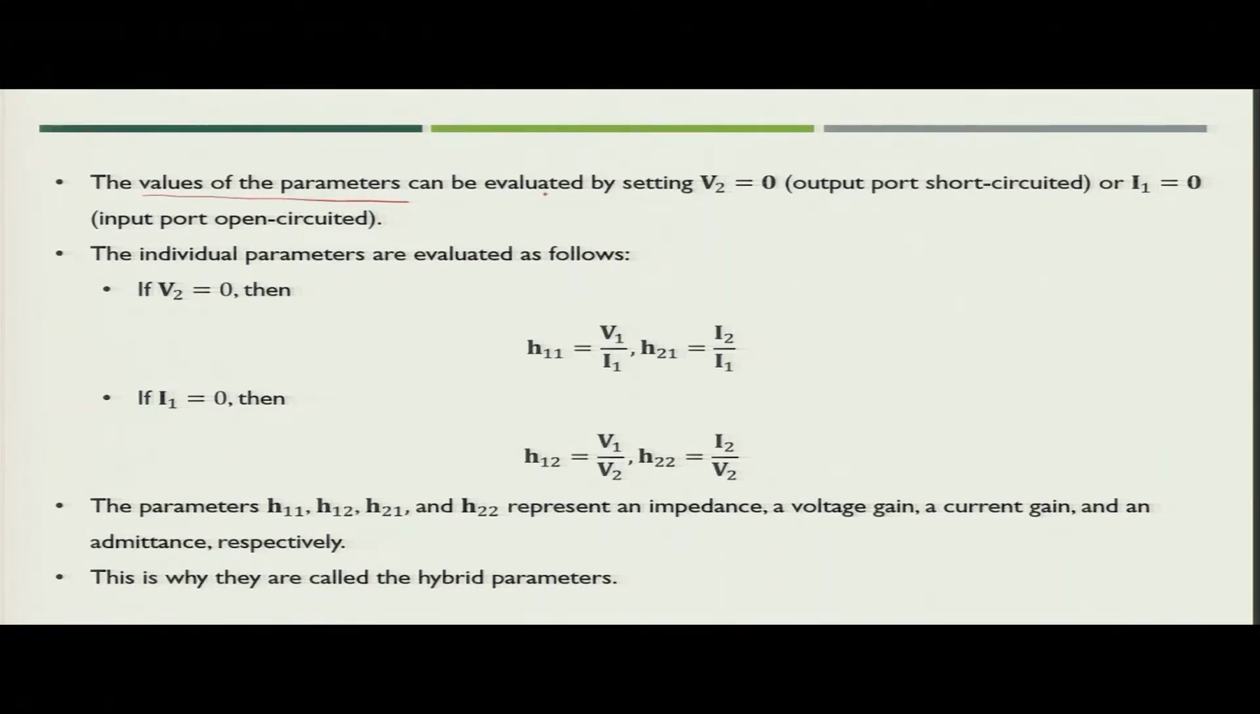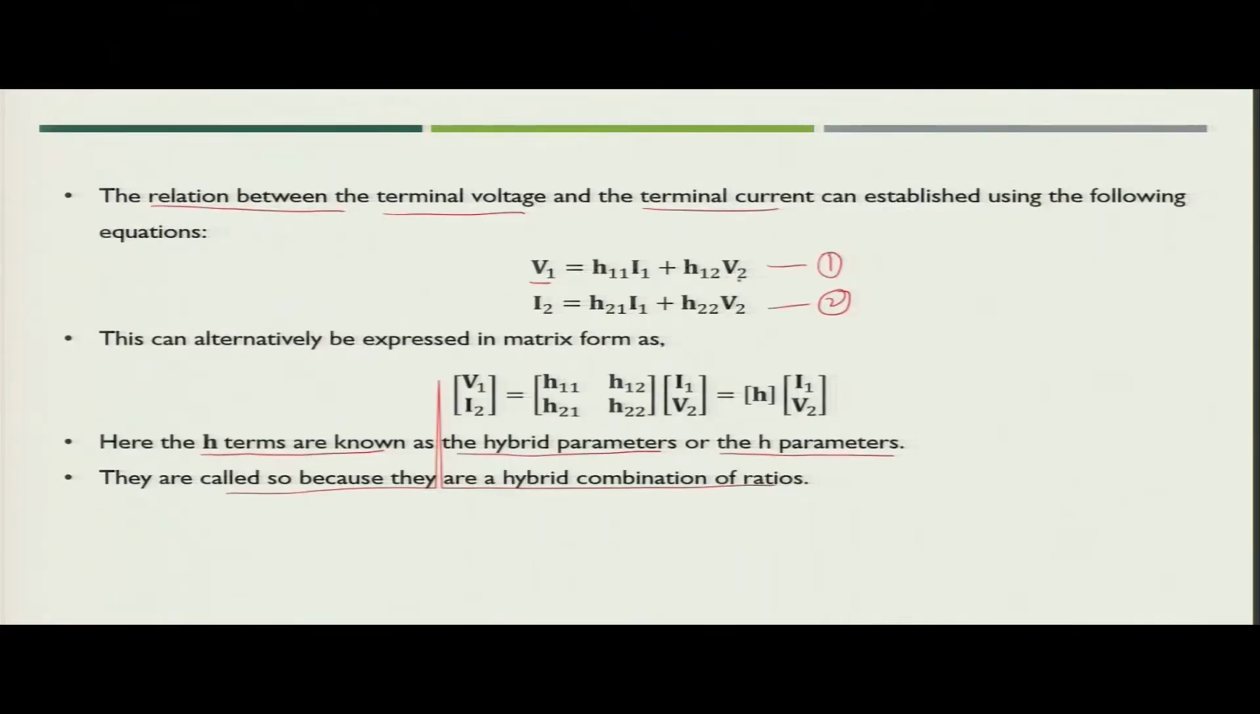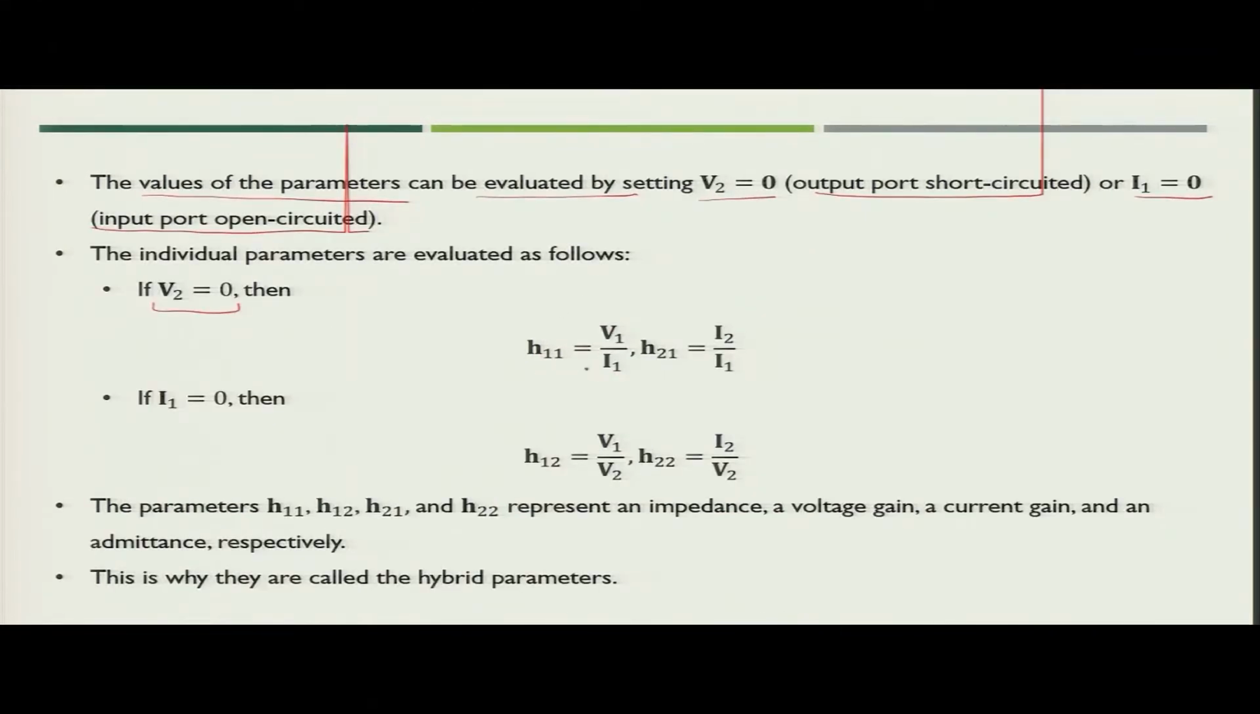The values of the parameters can be evaluated by setting V2 equal to 0, that means you set the output port short circuit, or I1 equal to 0, that is input port open circuit. Let us take the first case in which we set V2 equal to 0, that means the output port is short circuited. If you set V2 equal to 0 in these two equations, H11 will be V1 upon I1 and H21 will be I2 upon I1.